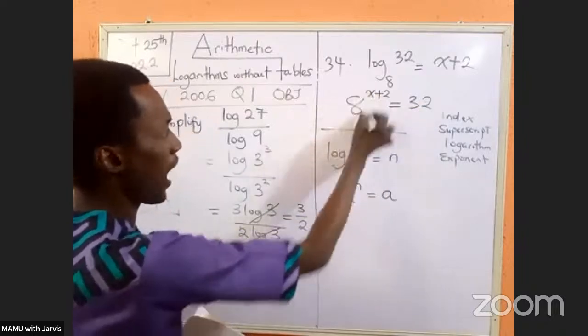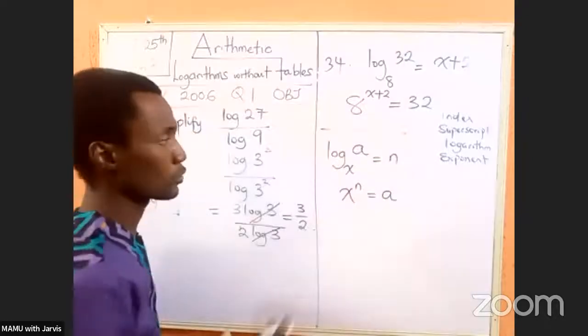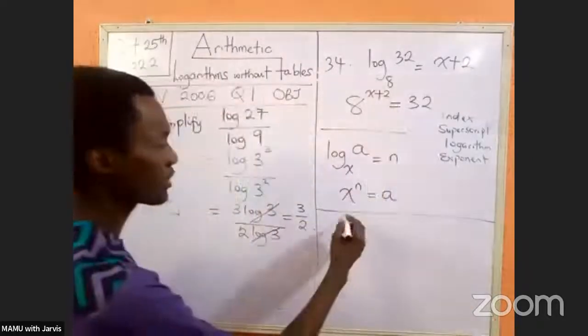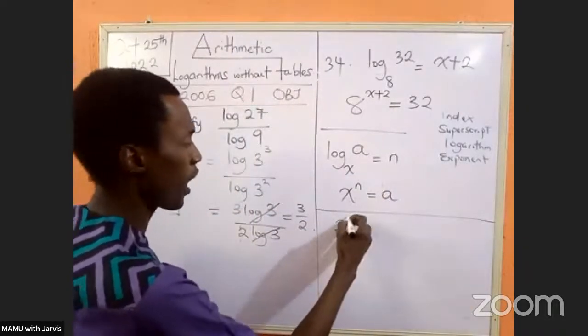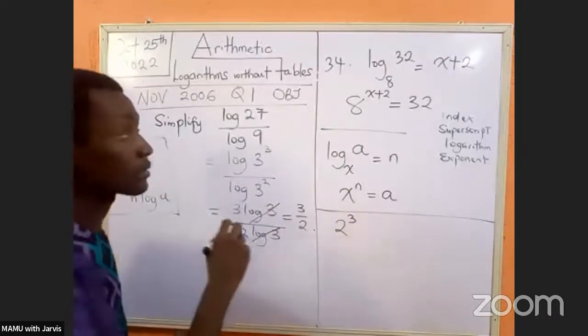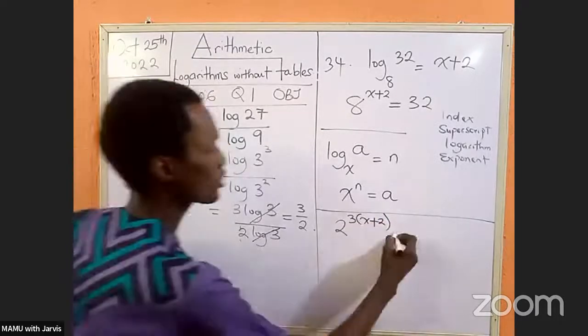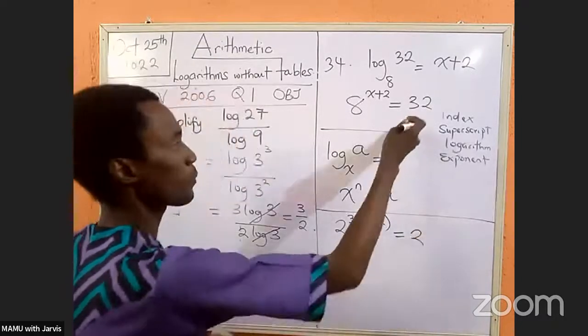So 8 raised to the power of x plus 2 is equal to what? 32. Now, what is the prime factor of 8? What's the prime factor of 32? So let's come down here to write this. This will be what? 2 raised to the power of 3, because if I multiply 2 3 times, I'm going to get what? 8, into x plus 2, and this will be equal to what? 2 raised to the power of what?